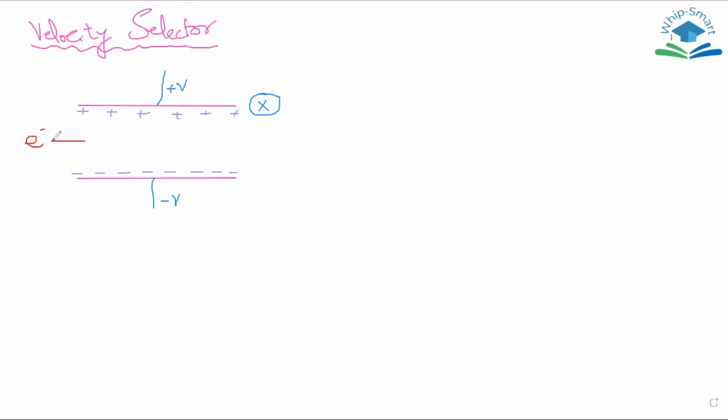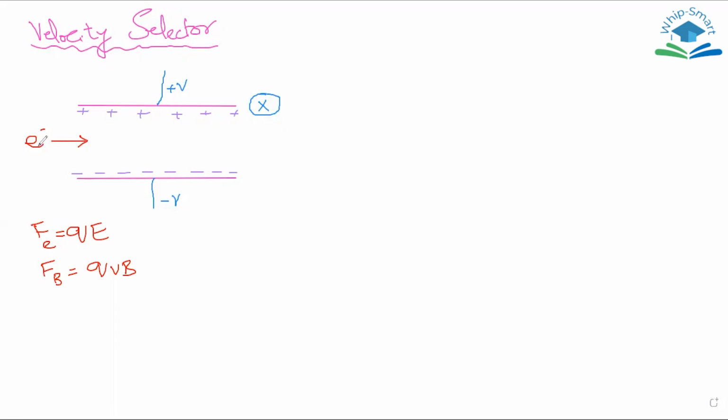Now considering the particle moving into this region, we know the formulas for electric force and magnetic force. When a charged particle enters an electric field, it will experience a force. When a charged particle enters a magnetic field, it will also experience a force. For electric force, we have the formula QE, and for magnetic force, we have the formula QvB. Both of these formulas show that electric force and magnetic force act upon a charged particle when it moves through them.